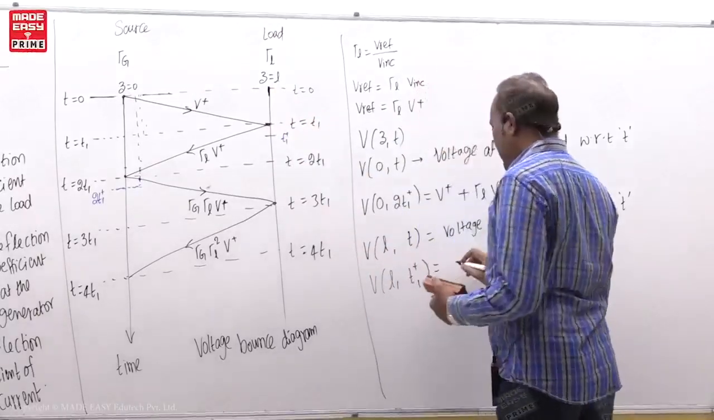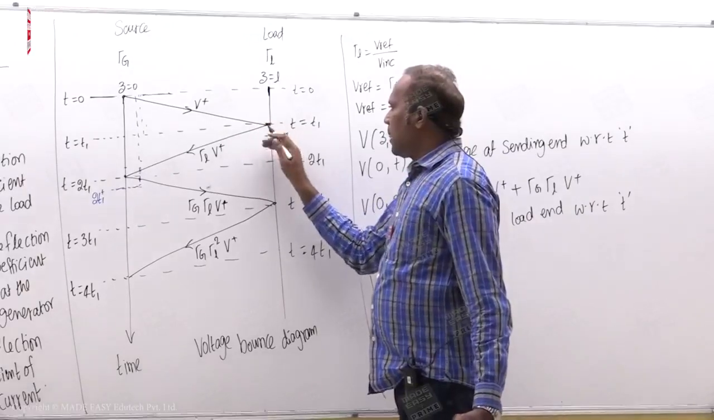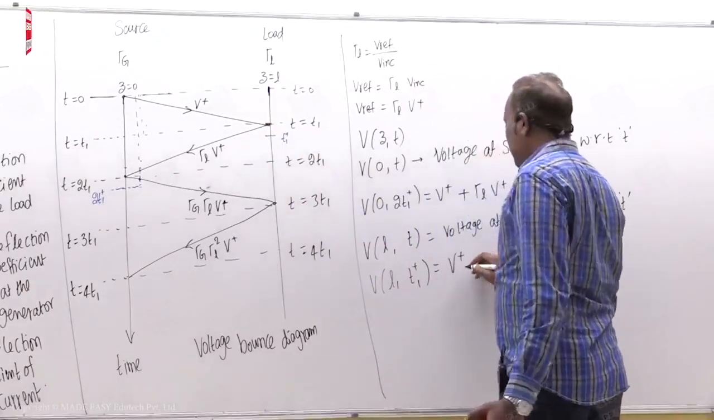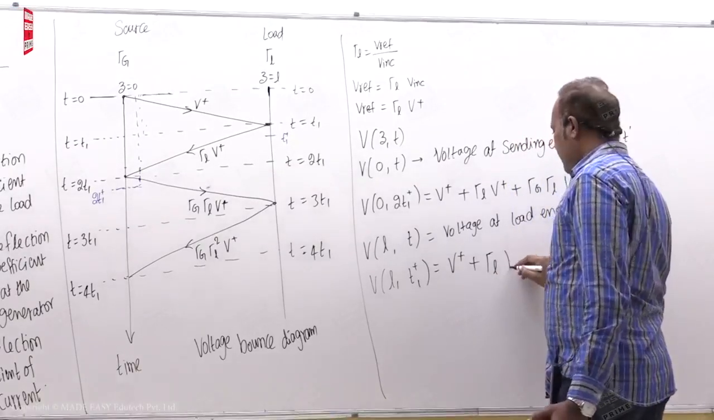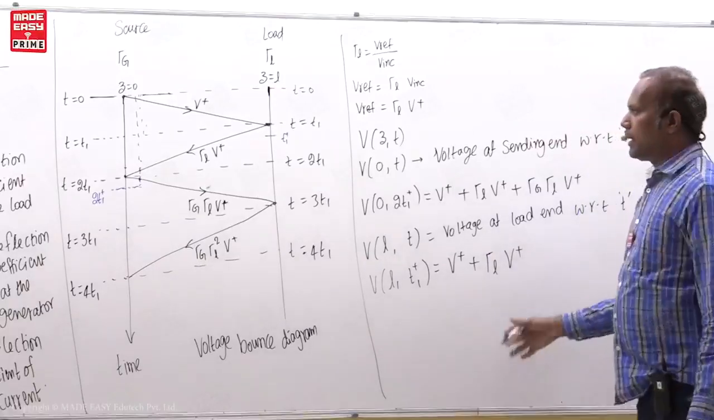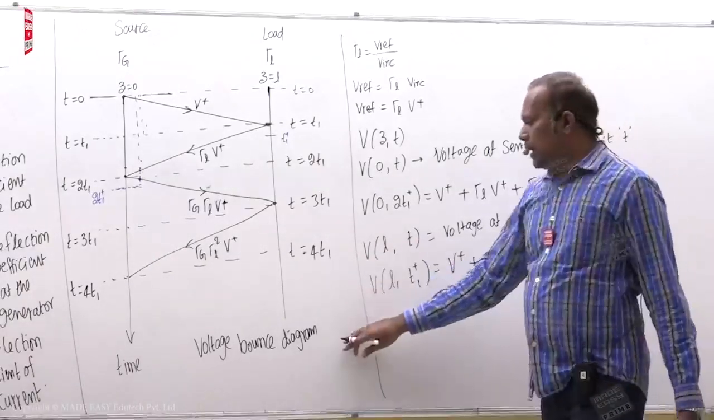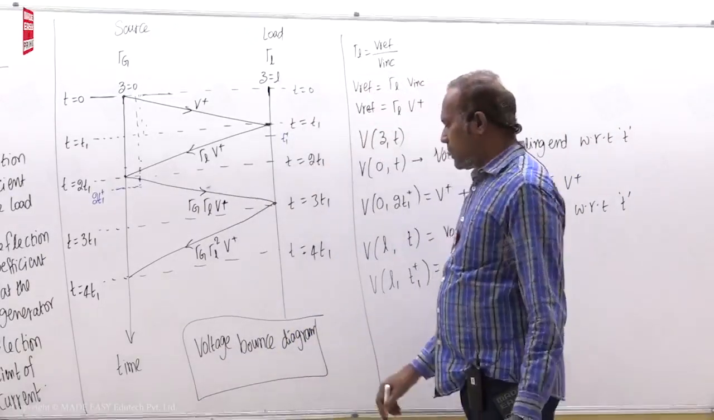So now at this time, total voltage is here. Incident voltage is also there. By the time, voltage is also reflected. So both are present. So V plus, gamma L and V plus, both are there. Like this, you can write the equations. So this is called voltage bounce. Bounce means reflection. Voltage bounce diagram in transient state.